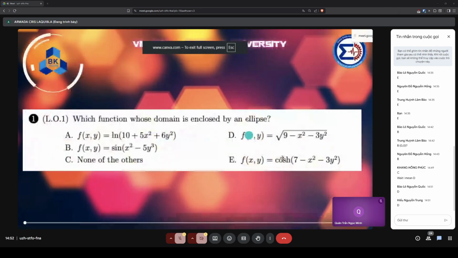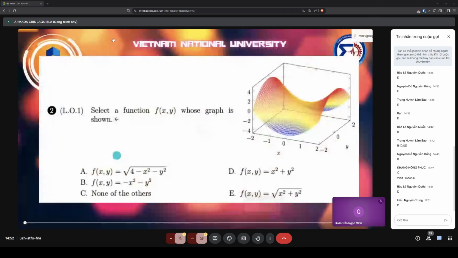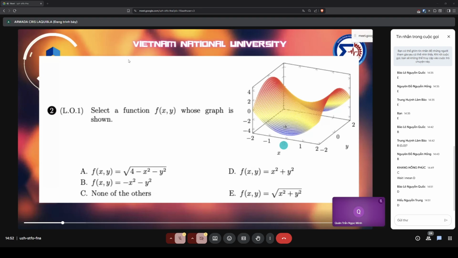Next, select a function f(x, y) whose graph is shown here. And what is the value?